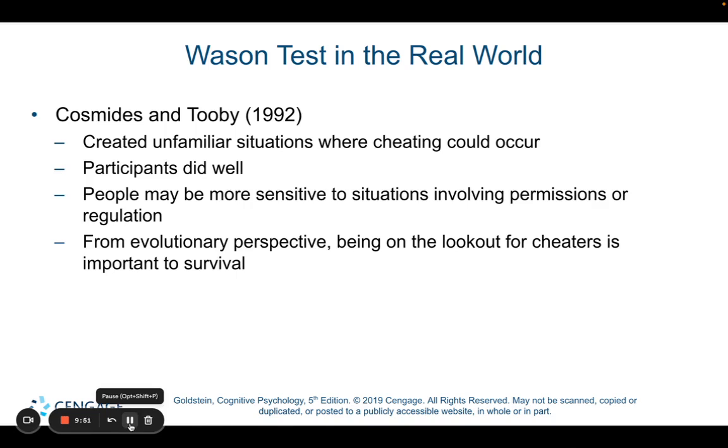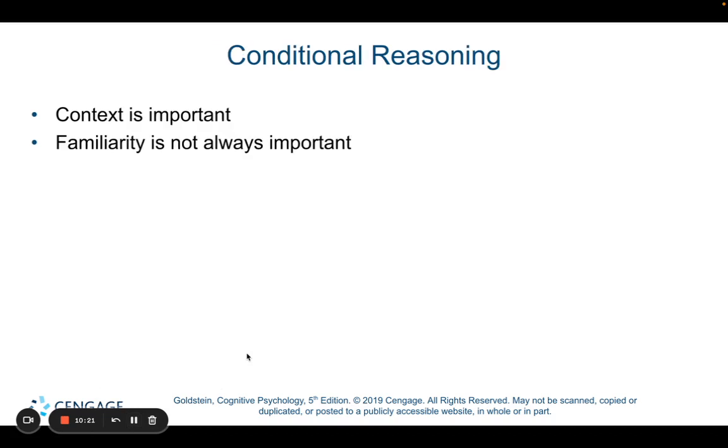In 1992, there was a study to test if this Wason task really exists in real life. Researchers created an unfamiliar situation where cheating could occur. Most participants in the study did very well. It was found that people may be more sensitive to situations involving permissions or regulations. And from an evolutionary perspective, being on the lookout for cheaters is important to survival. When it comes to conditional reasoning, context is important. Familiarity is not always as important as context.